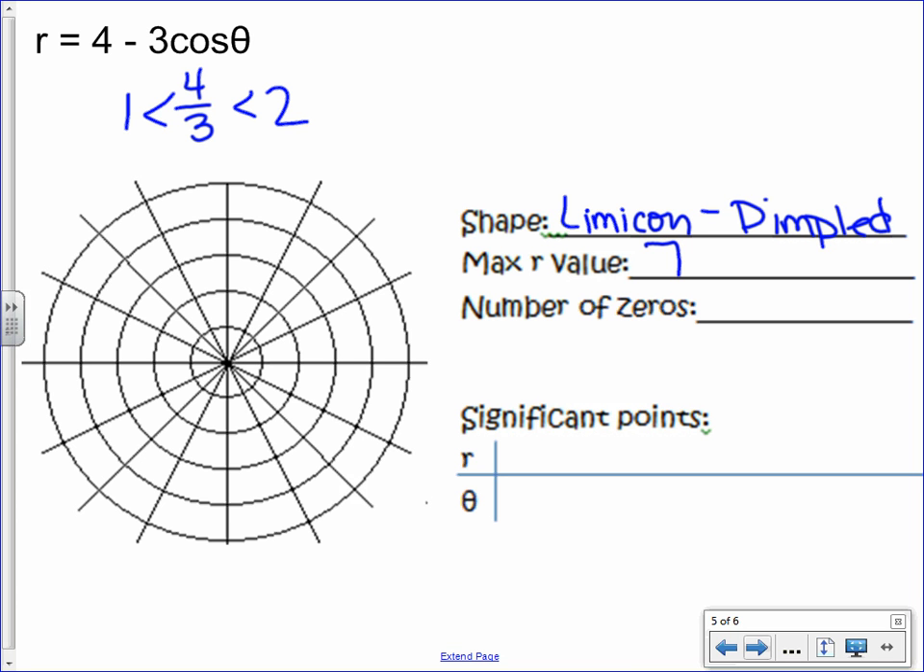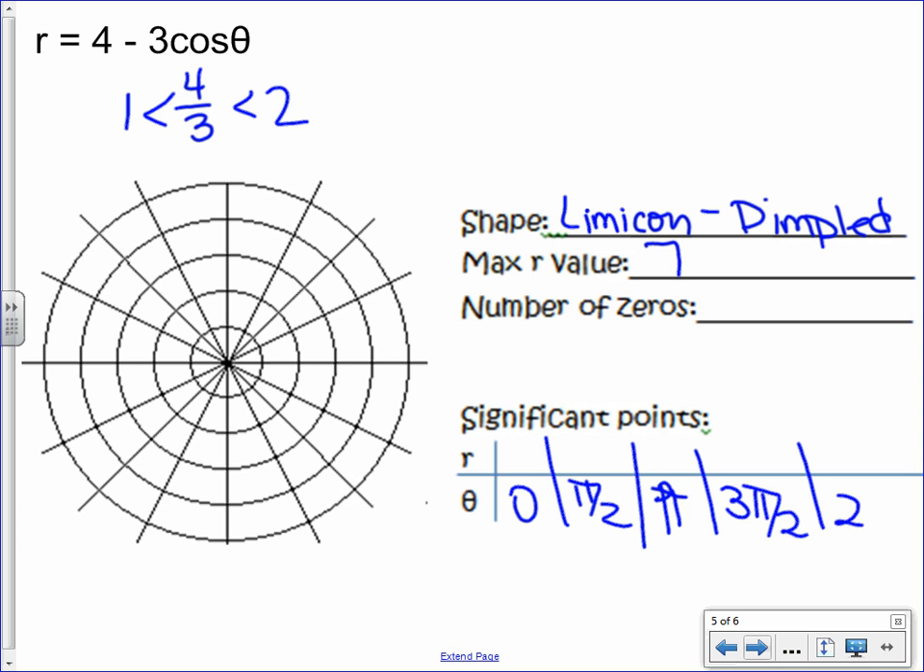All right, so our significant points will always look the same. Our theta values are 0, pi over 2, pi, 3 pi over 2, and 2 pi. Okay, the easiest theta values to plug in. So if our max R value is 7, mostly to the left, I'm going to have to count by 2s again so I can fit it on this graph. Okay, you don't have to count by 2s on your paper, but you can if you want to. Okay, so here we go.